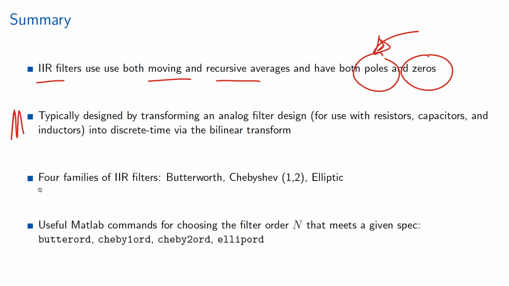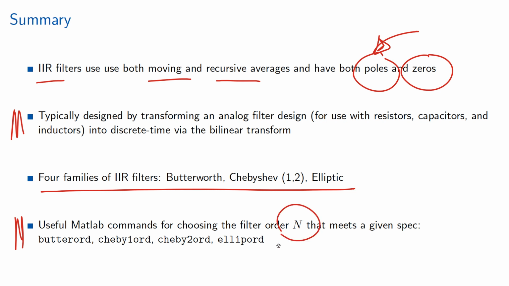We looked at the fact that there are 4 families of IIR filters: the Butterworth, Chebyshev 1 and 2, and elliptic filters. We saw that there are commands, butter, cheby1, cheby2, and ellip, that are available in MATLAB for designing filters, which are very handy. Moreover, there are some very useful commands in MATLAB I recommend you check out that will help you choose the filter order given that you have a specification that you want to meet. These are buttord, cheb1ord, cheb2ord, and ellipord.